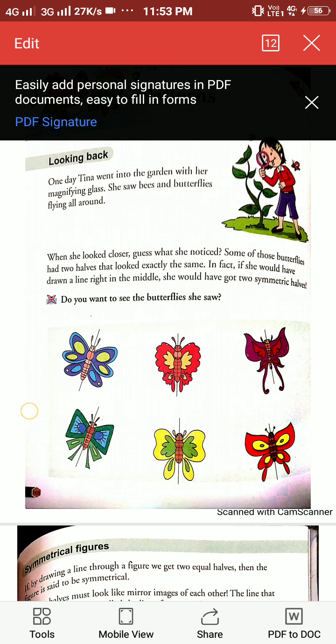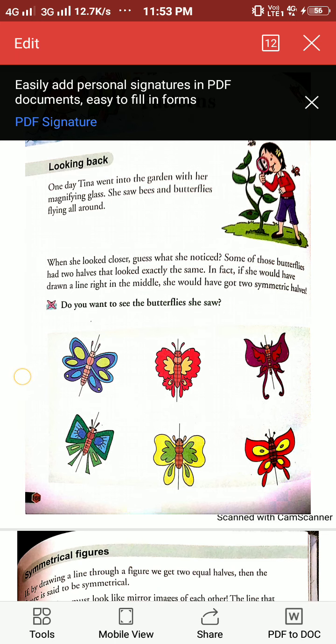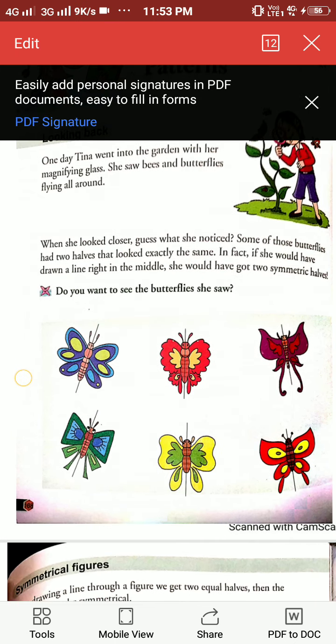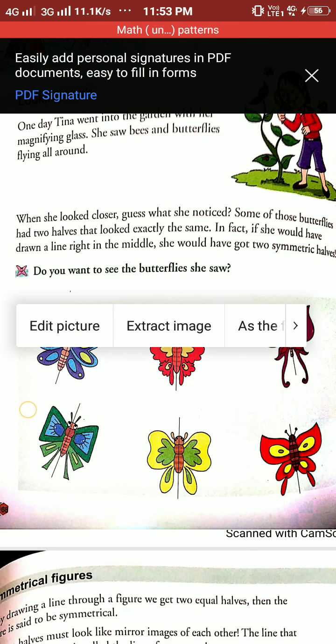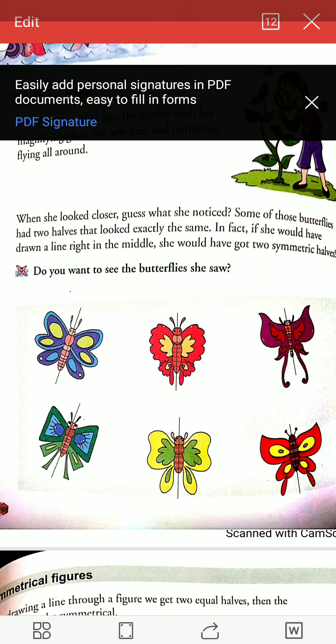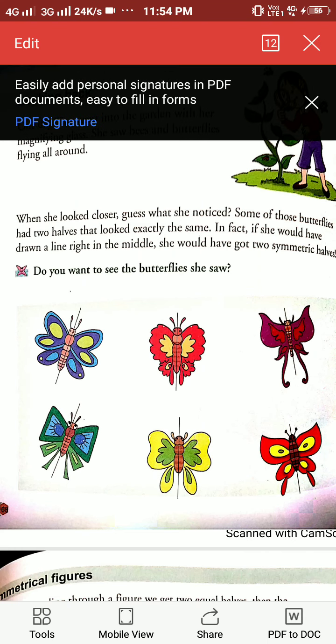Yes. Just take an example. See this one butterfly. If I divide it into two parts like this, then this one and this one look the same. Yes, these are looking the same. If we divide it here, or here, or here, then these all look the same. She would have got two symmetrical halves.